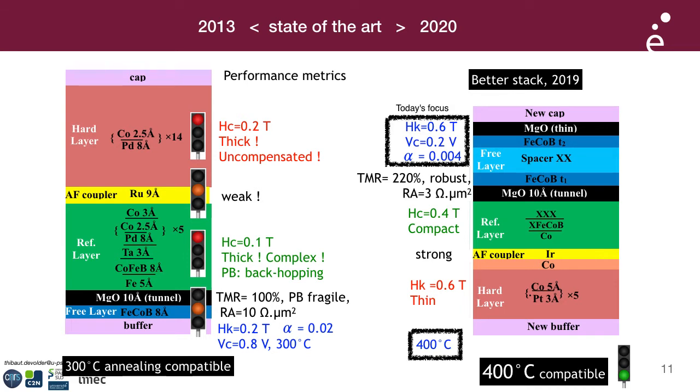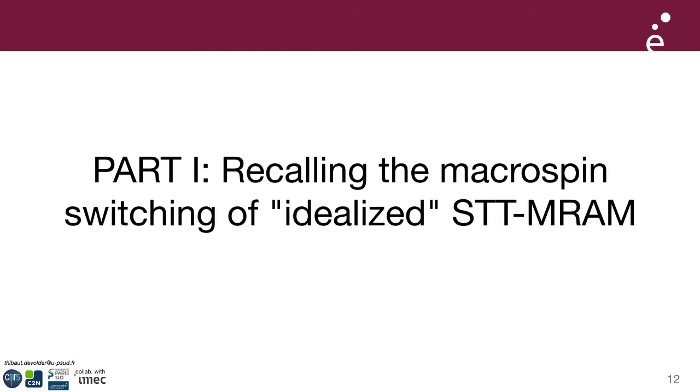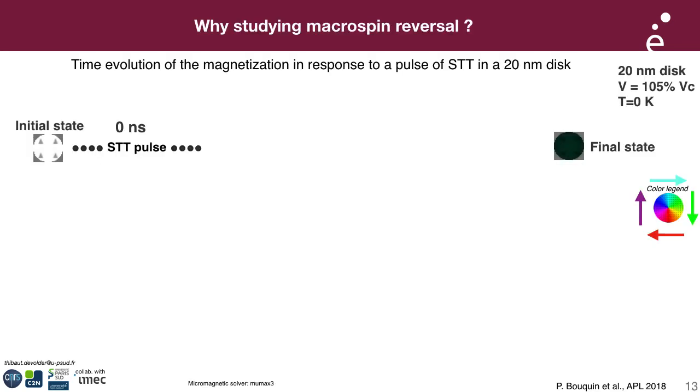Okay, and in this talk I will try to give you a feeling for how it was achieved to get this high anisotropy, low damping and annealing capability, and why there was so much effort focused on improving these metrics. So the first part of my talk will be to look at how the magnetization would switch in a very idealized STT-MRAM. This will be essentially about the coherent reversal induced by spin transfer torque in the macrospin approximation.